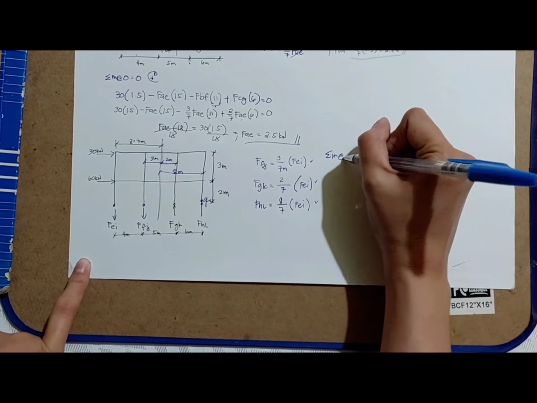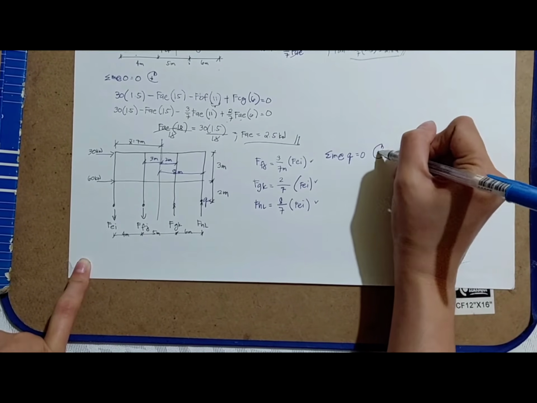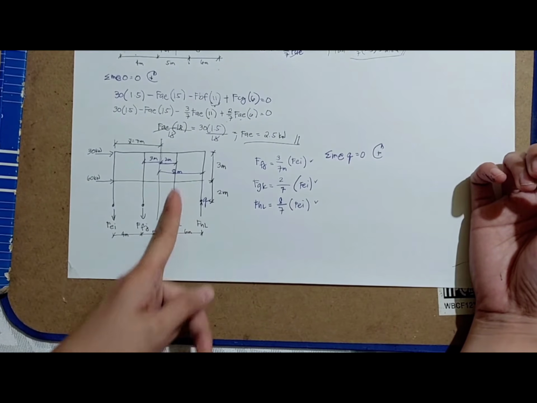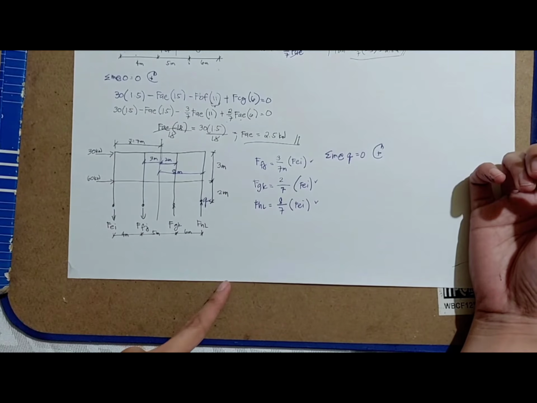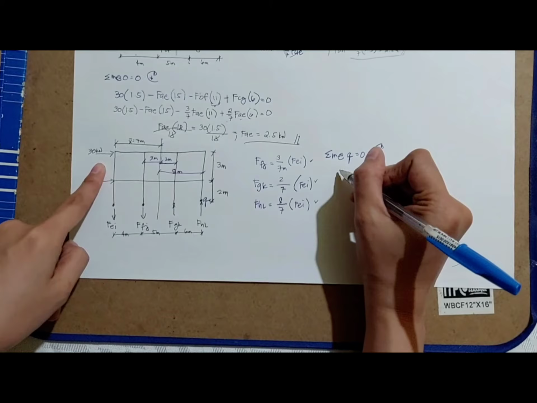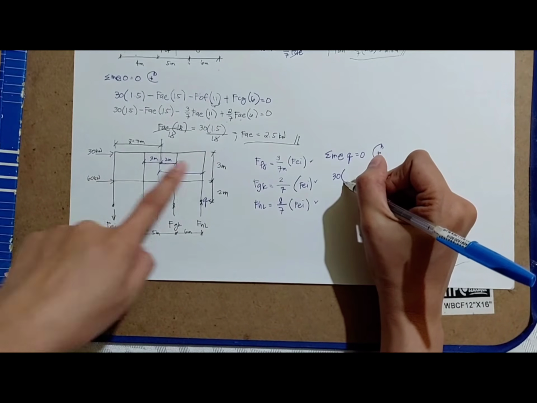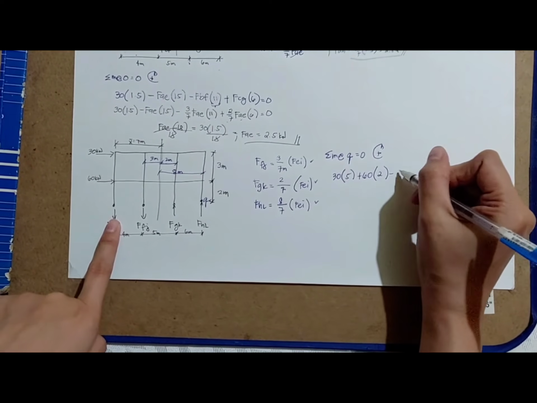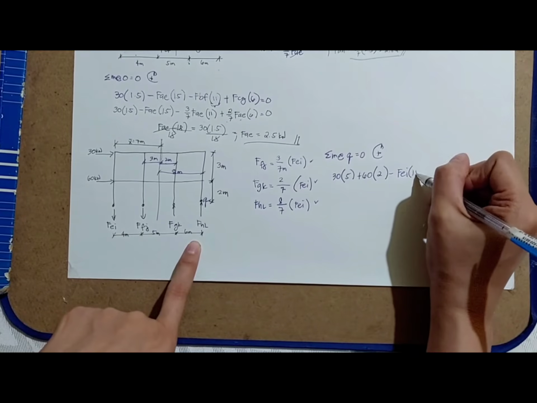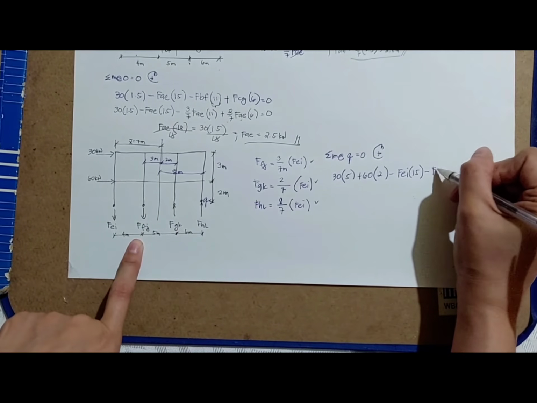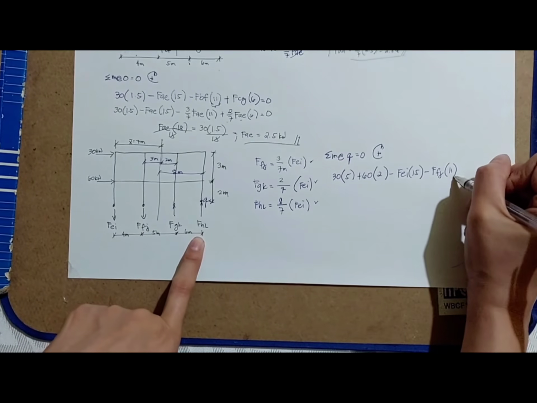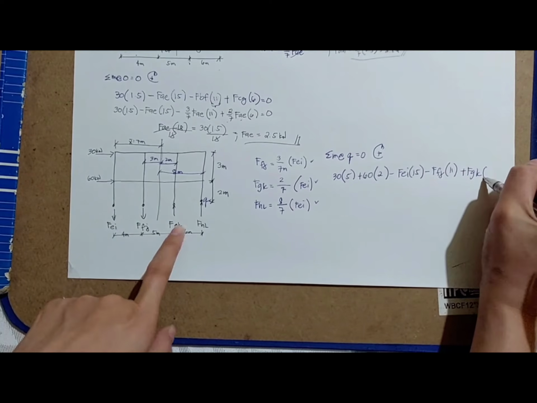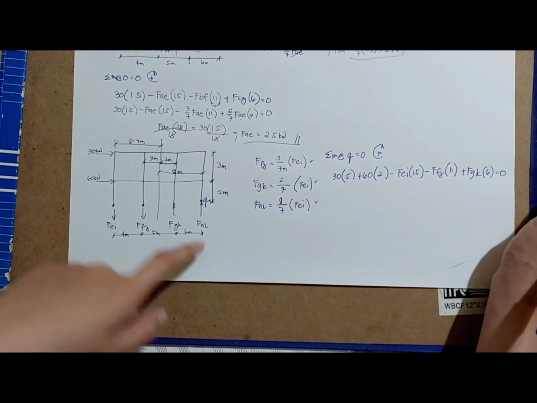So, summation of moment at Q is equal to 0. Clockwise is positive. Which ones are clockwise here? 30, 60, FGK. Counterclockwise, we have FEI, FFJ. So let's arrange: we have 30 multiplied by 5, since I'm here, plus 60 multiplied by 2, minus FEI multiplied by 15, minus FFJ multiplied by 11. Next, there's more: plus FGK multiplied by 6 is equal to 0.